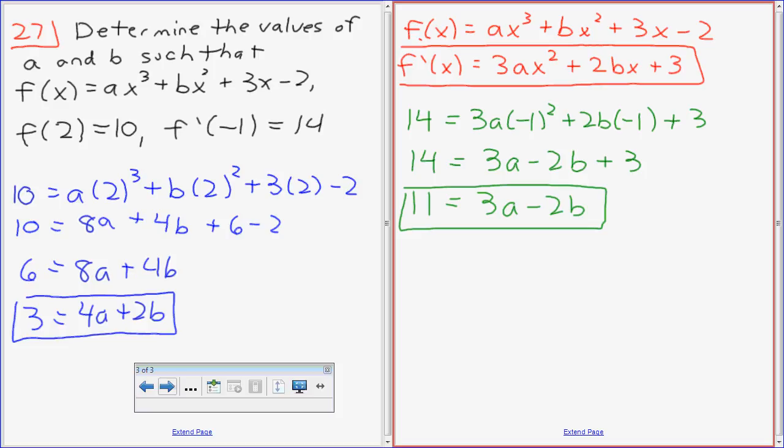I love substitution, don't get me wrong. Substitution is beautiful. What's the problem though, Austin, for substitution in this one? Well, we're going to have fractions. Yeah, there'll be fractions, and because you have a positive 2b and a negative 2b, it looks to me like you can eliminate fairly easily.